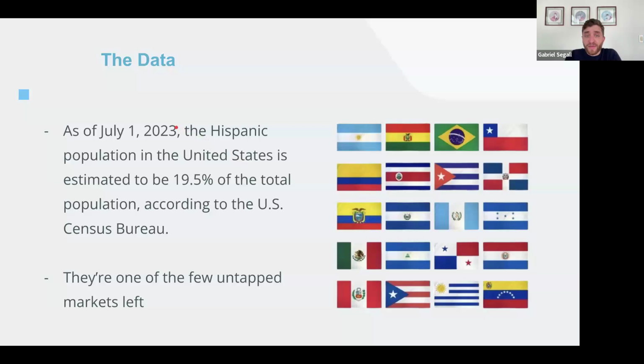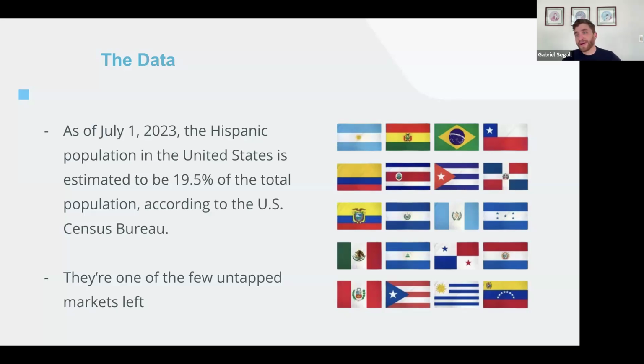See, this is data from the Census Bureau. As of July 1st of 2023, this is already 2 years ago, 19.5% of the US population are legal Hispanics. So I know that there's a lot of controversy around this topic nowadays, but 19.5% of the US population are legal citizens who are Hispanic. That means that 1/5 of the population nowadays, at this point, that's probably at around at least 21%, are Hispanic. So if you are not targeting this market, you're doing a disservice to your business.